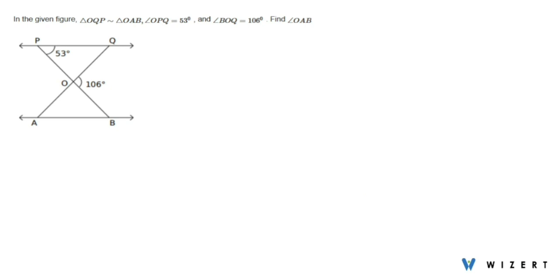In the given figure, triangle OQP is similar to triangle OAB and angle OPQ is equal to 53 degree and angle BOQ is given as 106 degree. So we have to find angle OAB.